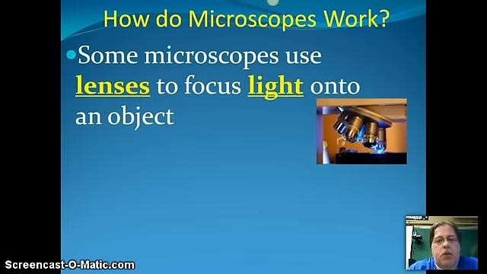We looked at the microscope and saw how it worked, and how we needed a light source to go into the little hole on the stage of the microscope. That light goes into the lenses, and the lenses will focus it on the object.